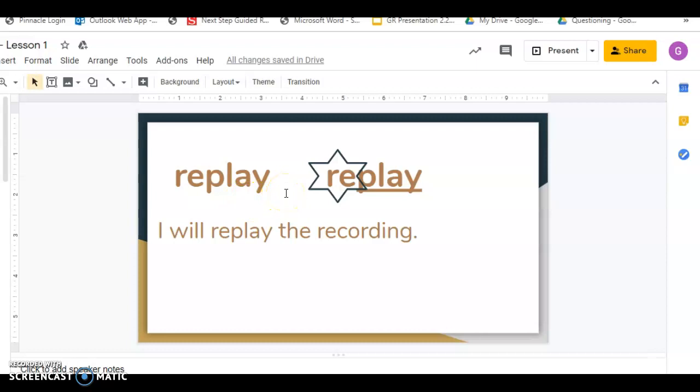To read words with prefixes, there are 3 steps we can use. Step 1, find the prefix and circle it. Step 2, underline the rest of the word and read it. Play. Step 3, read the whole word. Replay. I will replay the recording. Replay means to play something again. The prefix re can mean again, like it does in the word replay.